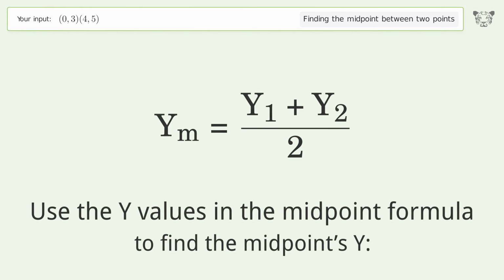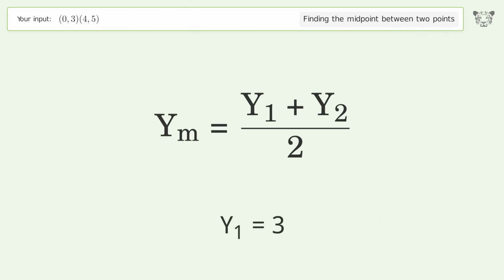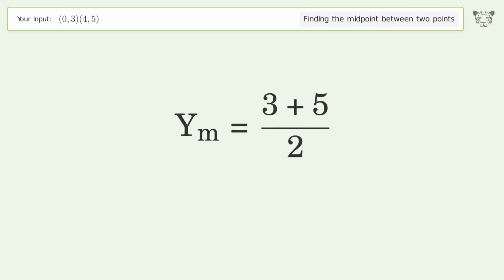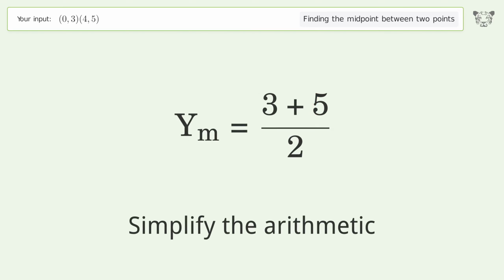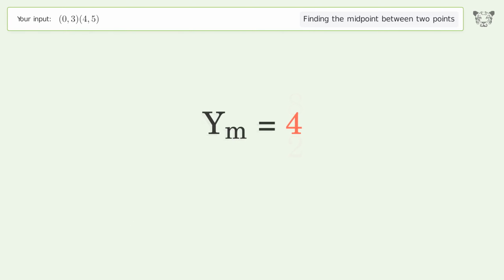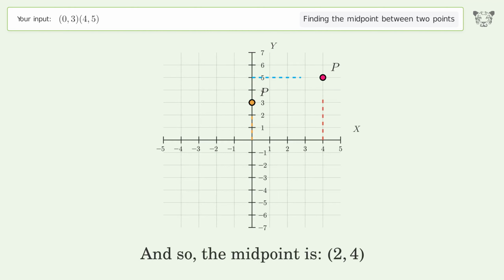Use the y values in the midpoint formula to find the midpoint's y. y1 equals 3. y2 equals 5. Simplify the arithmetic. And so, the midpoint is 2, 4.